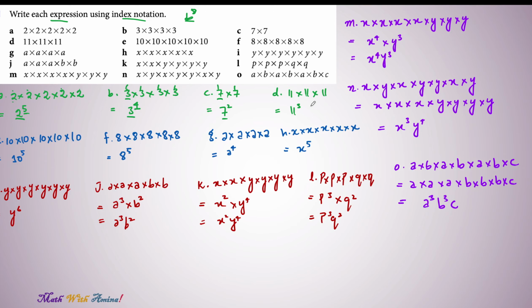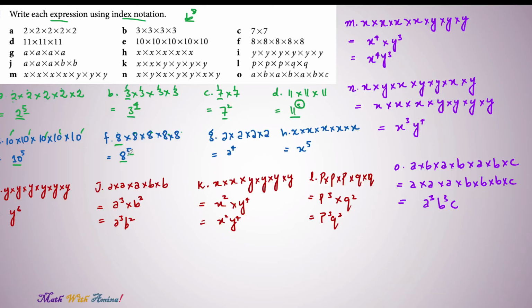11 multiplied by 11 multiplied by 11. So the base is 11. The number of times is 3, so the index would be 3. Then we have 10 multiplied by 10 multiplied by 10 multiplied by 10 multiplied by 10. So the base is 10. And how many times? 1, 2, 3, 4, 5. So 5 times, therefore the index will be 5. Here the base is 8 and the index is 1, 2, 3, 4, 5. So the base is 8, the index is 5.